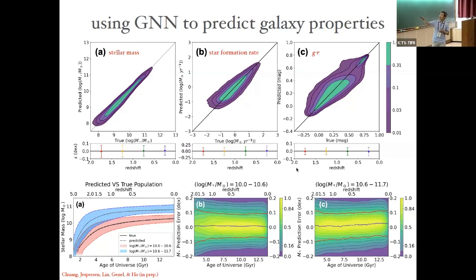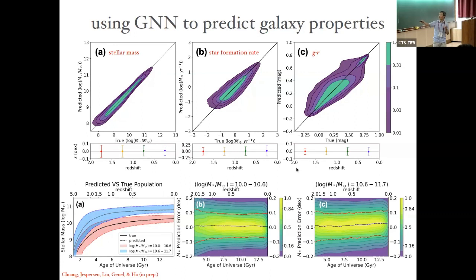So you see that our predictions are unbiased in 4 redshift bins from 0 to 2. And in this panel, I show the stellar mass assembly history of 2 sets of galaxy samples. The blue is for galaxies with present-day log mass between 10.6 and 11.7, and the red is for lower mass galaxies between 10 and 10.6, from redshift 5 to 0.